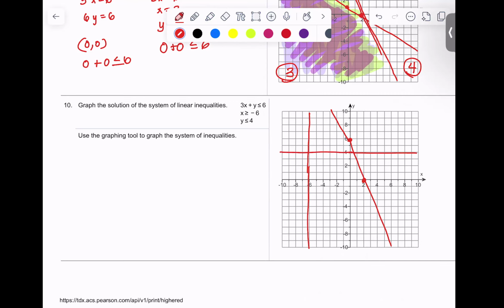Okay, so where do all of these regions intersect? Well, for the first inequality, if I shaded that, that is over here. And then x is greater than -6, that would be over here. And y is less than 4, that would be over here. So where do those regions intersect? They intersect right in here. So that's what I would shade.